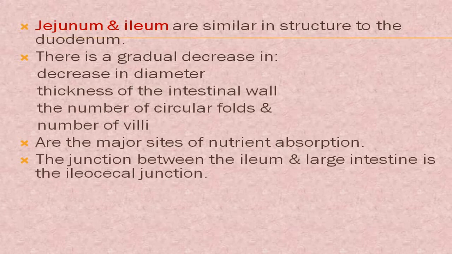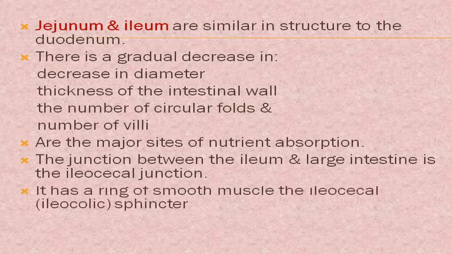Now, the junction between the ileum and the large intestine is called ileocecal junction. It is also surrounded by a ring of smooth muscle, so it forms ileocecal sphincter. This is also called ileocolic sphincter.